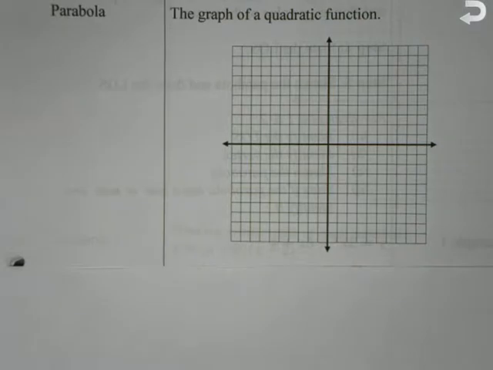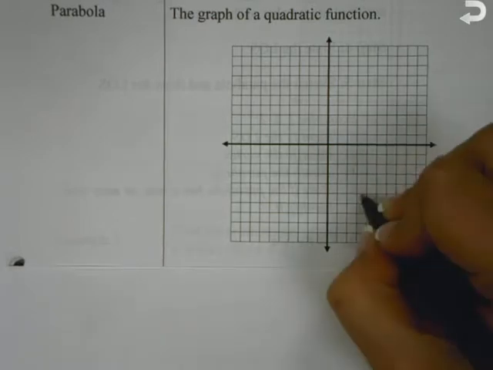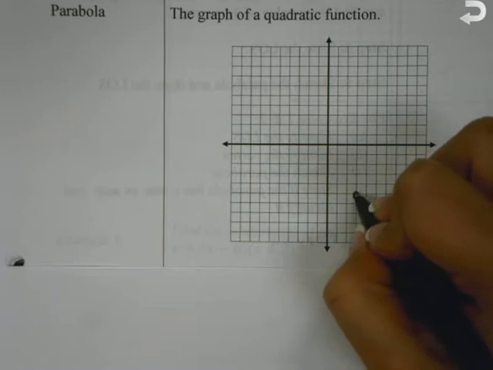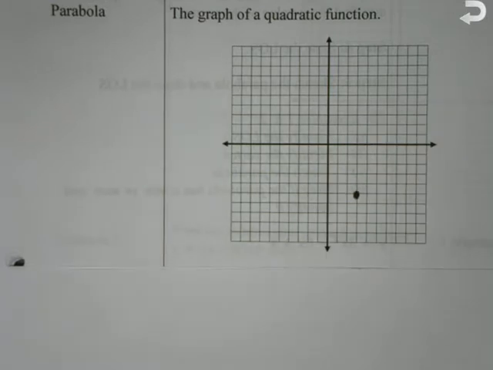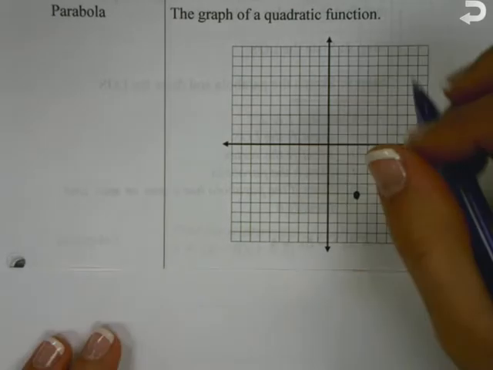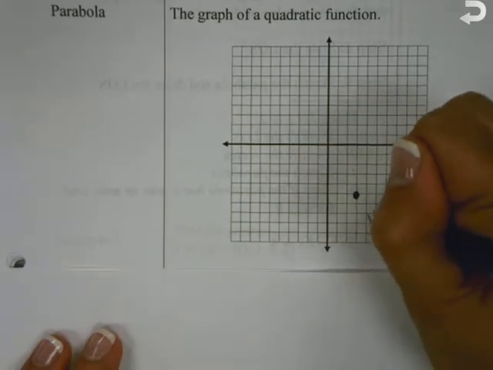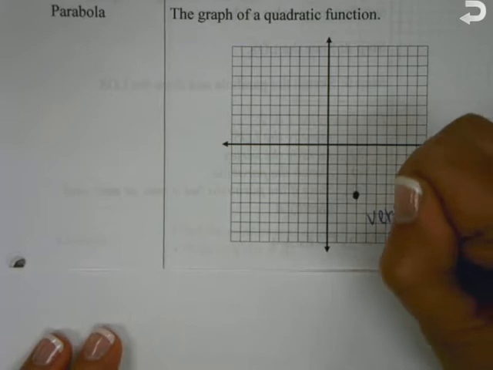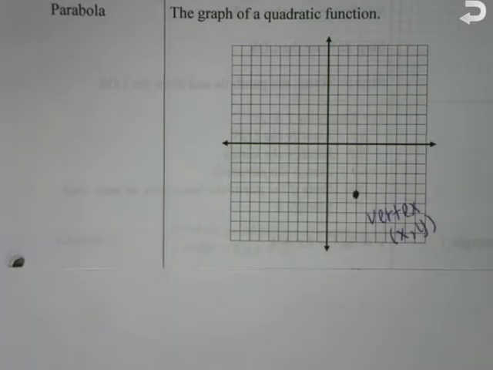Okay, so we have multiple parts of a parabola. The very first thing is called the vertex. So just pick a point somewhere. It doesn't really matter where right now. The vertex is going to either be the highest or the lowest point of the parabola, depending on which way it opens. So your vertex is just a point. Let's label it. The vertex is a point, x comma y, whatever we can find from the equation.